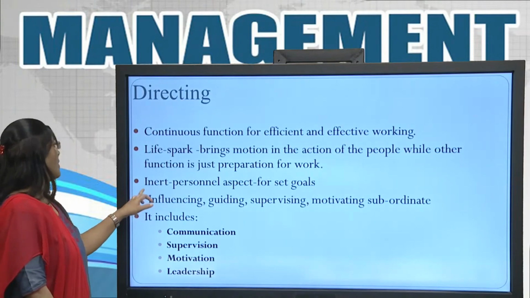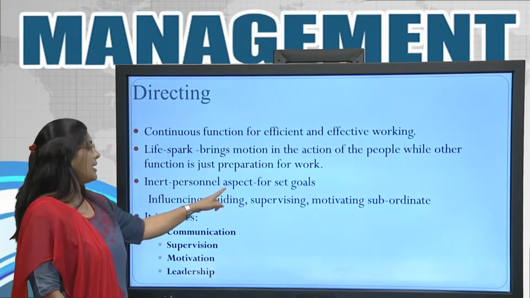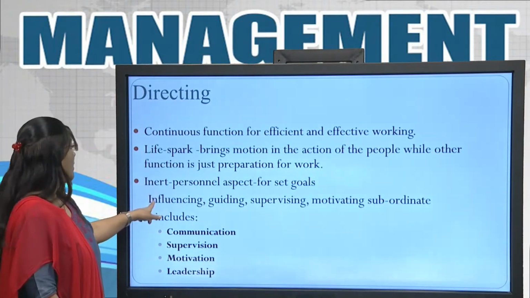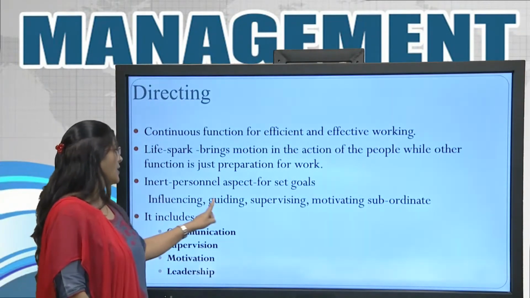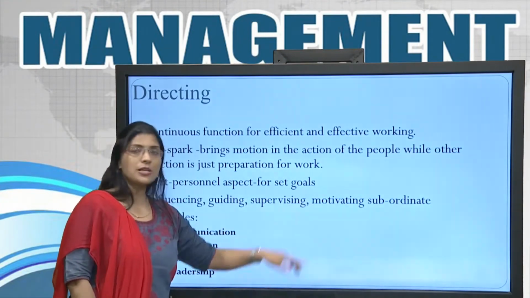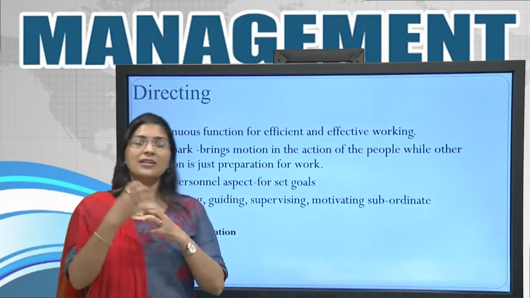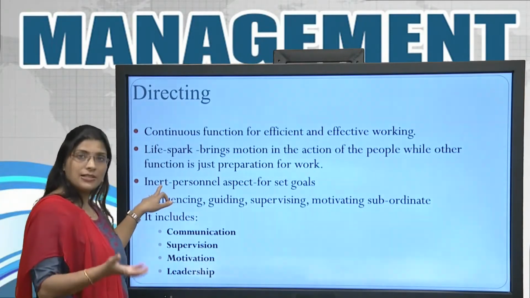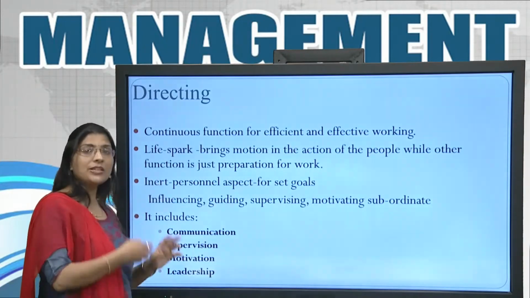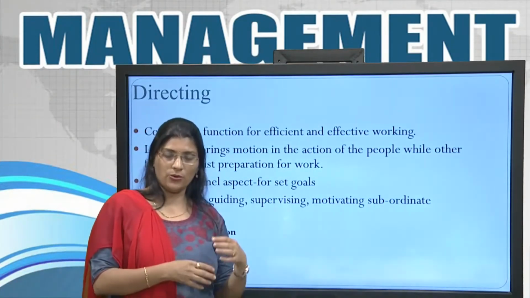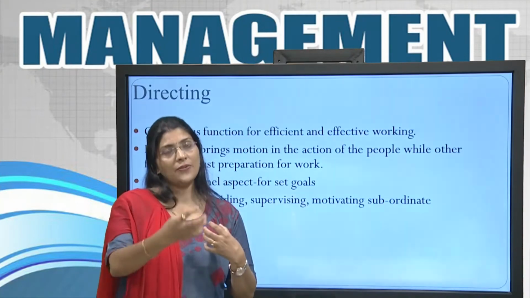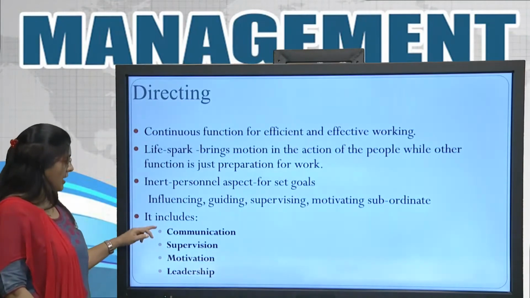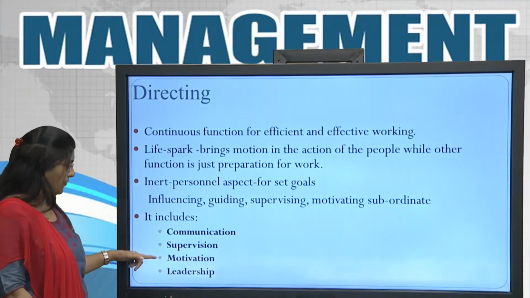Next, directing is the interpersonal aspect of setting goals. It is all about influencing, guiding, supervising and motivating subordinates. While giving direction, a manager has to use interpersonal skills at his level best, so that whatever they have planned and organized can be delivered in a better manner to their subordinates. It includes communication, supervision, motivation and leadership.